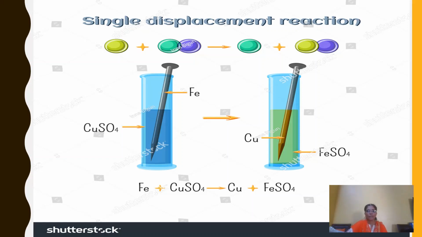Fe plus CuSO4 gives Cu plus FeSO4. Fe, that is iron, plus CuSO4, that is copper sulfate, when reacted, gives copper, Cu, plus iron sulfate or ferrous sulfate, that is FeSO4.